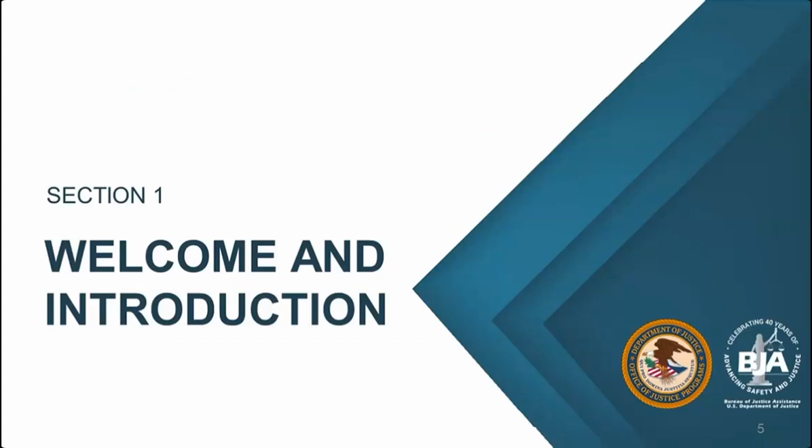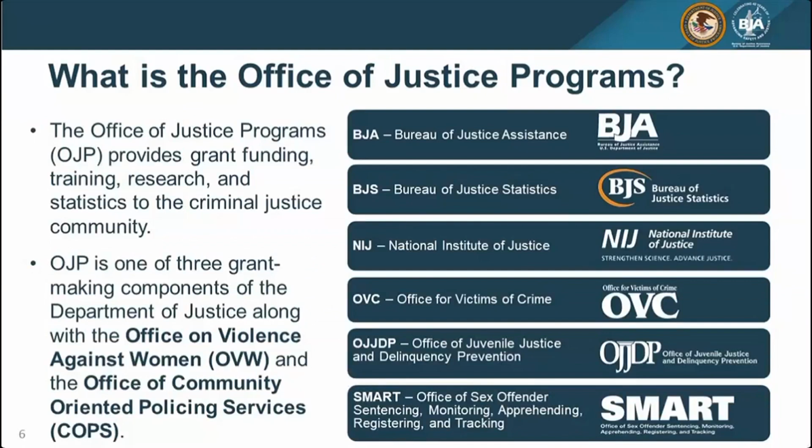With that, we'll go ahead and start with the introduction to who OJP is. OJP stands for the Office of Justice Programs. At the federal government, we love our acronyms, and as you can see, here's a slew of them. Actually, the goal is to provide grant funding, training, research, and statistics to the criminal justice community, and we do that through these 6 components. BJA is one of the 6 components at OJP, and OJP is actually one of 3 grant-making components of the Department of Justice. The other 2 are the Office of Violence Against Women and the COPS Office. Many of you might also have grants through those grant-making components as well.